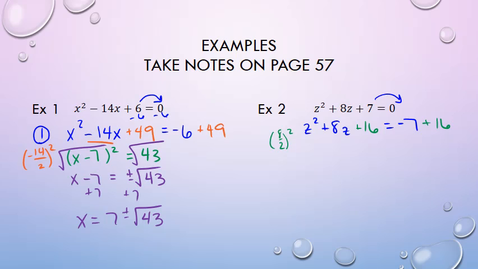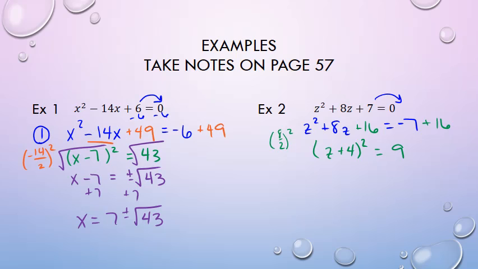This is the step that most students miss when they do it on the test. So I'm telling you now so that hopefully you won't skip it. Okay, now we're going to rewrite this as z plus 4 squared, which is what this factors into, and that's going to be equal to 9.